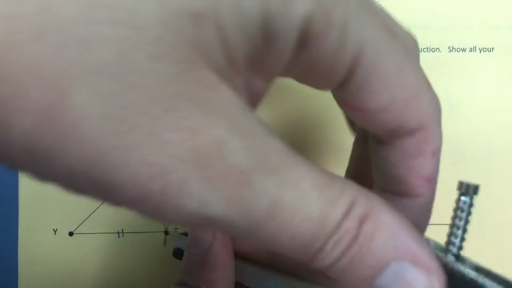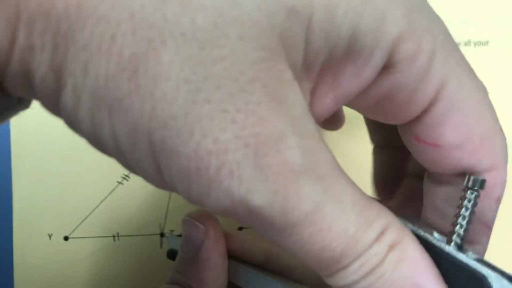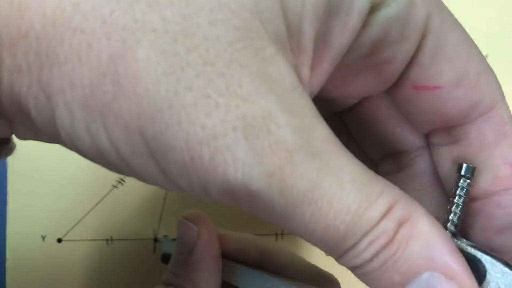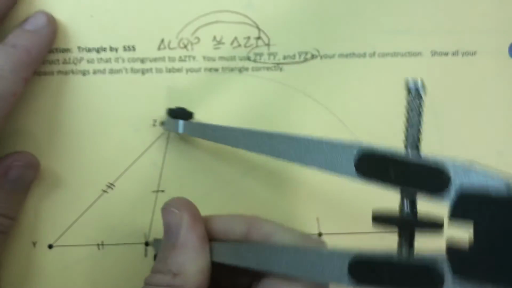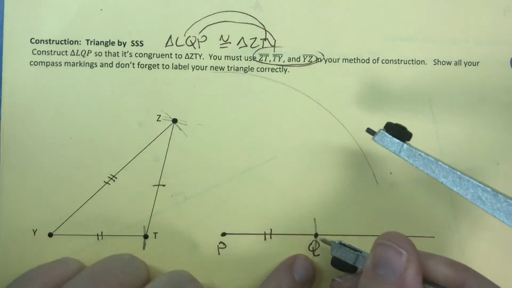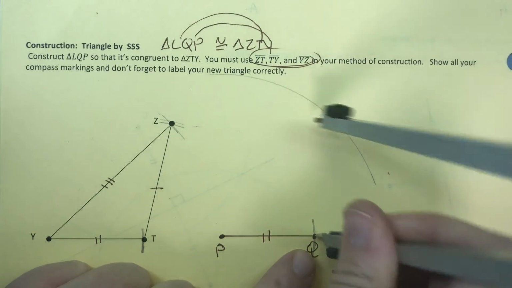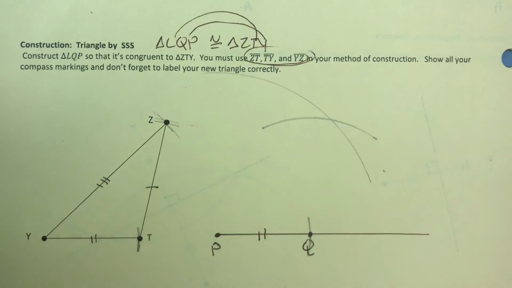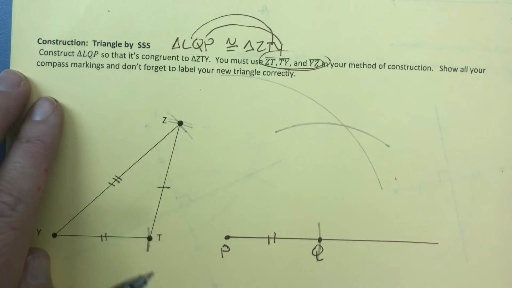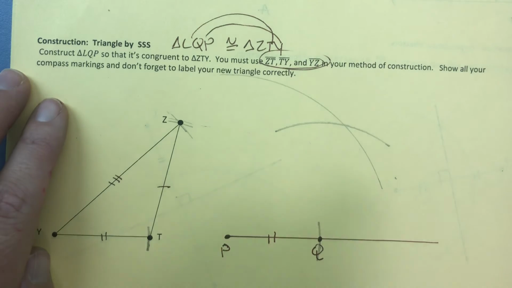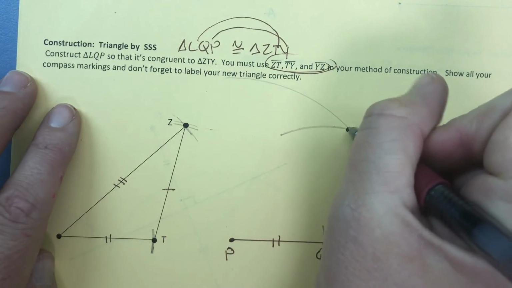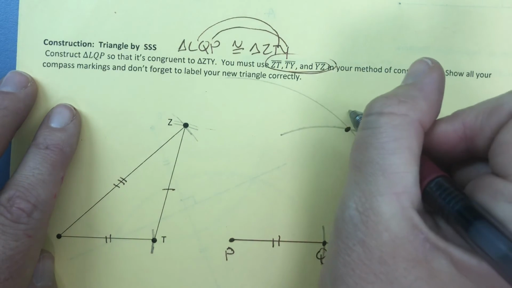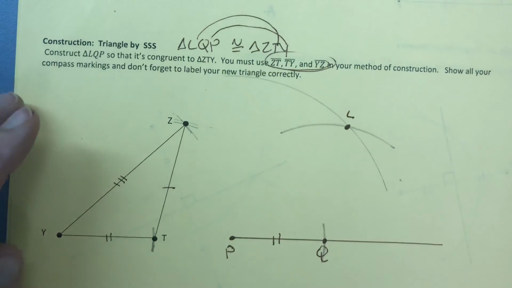All right, then I'm going to do the same thing here. Put the pointer on T. Okay, that's where my Z is. Come over to Q, because Q and T are corresponding. Make an arc there. Anywhere on that arc is the right length from Z to T. So where those intersect is the point that we need. And that's going to be where we put our vertex L.